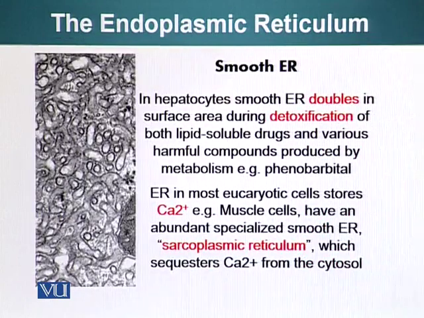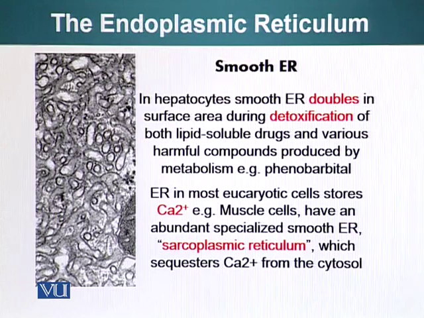In hepatocytes, smooth ER doubles up in surface area during detoxification of lipid-soluble drugs and various harmful compounds produced by metabolism, for example, phenobarbital. ER in most eukaryotic cells stores calcium ions, we have talked about that, which act as a secondary messenger.